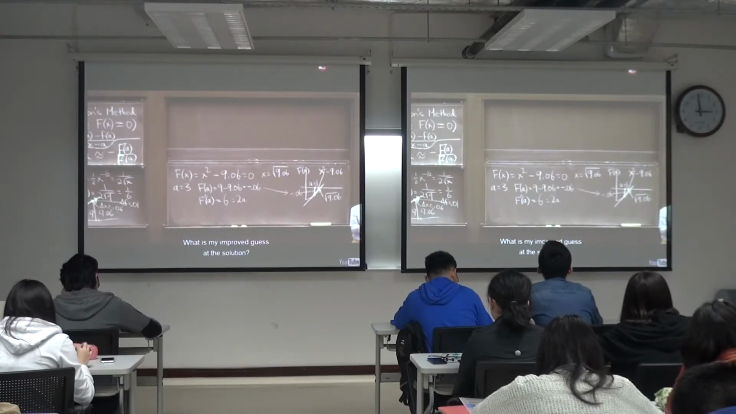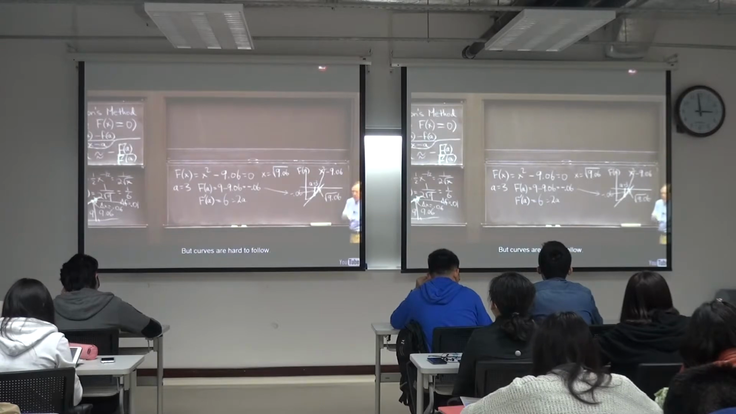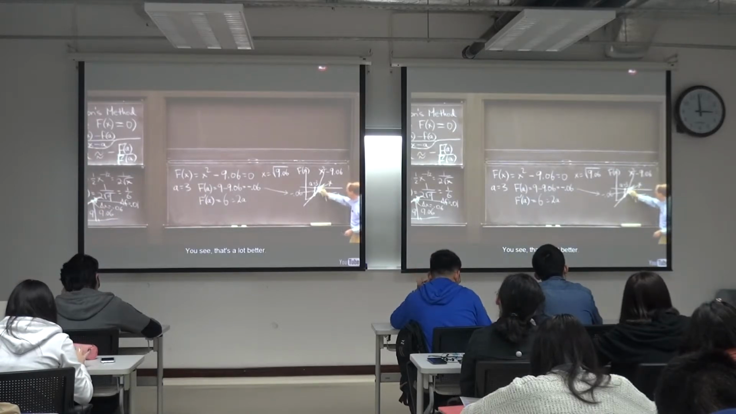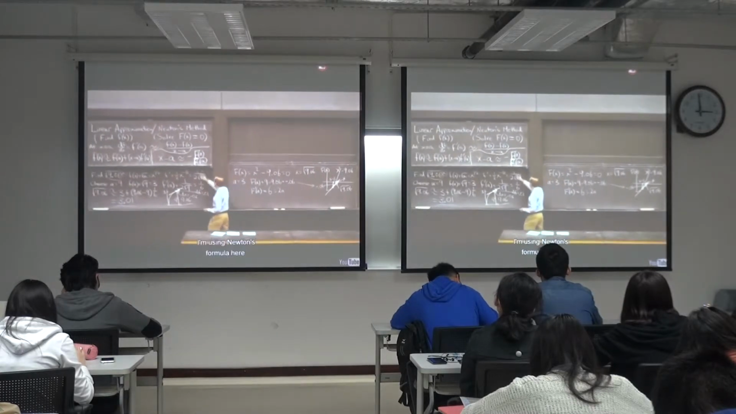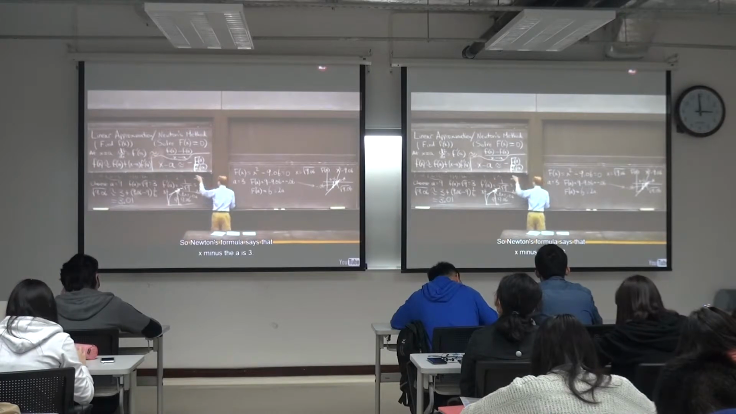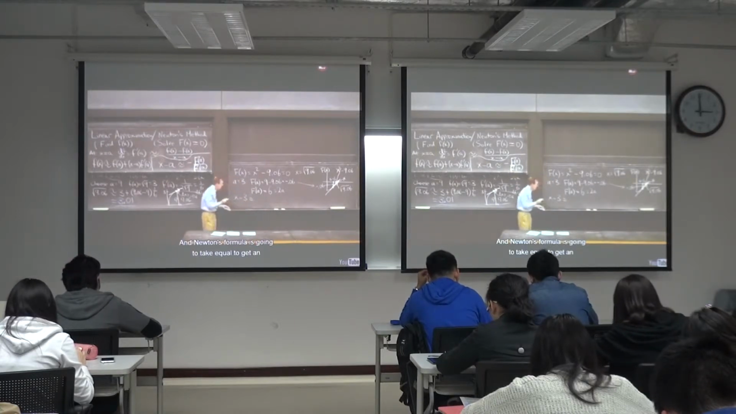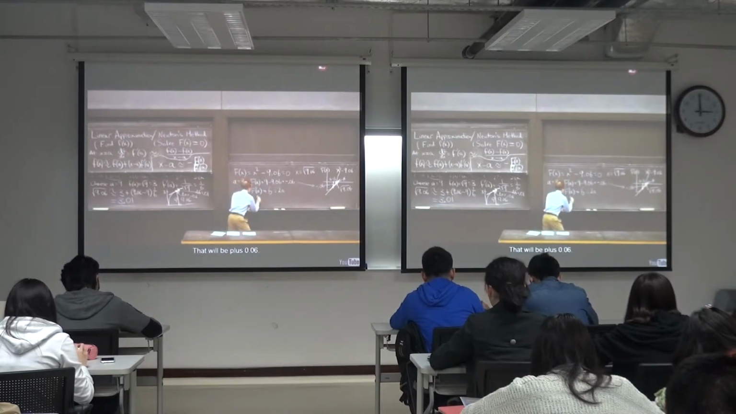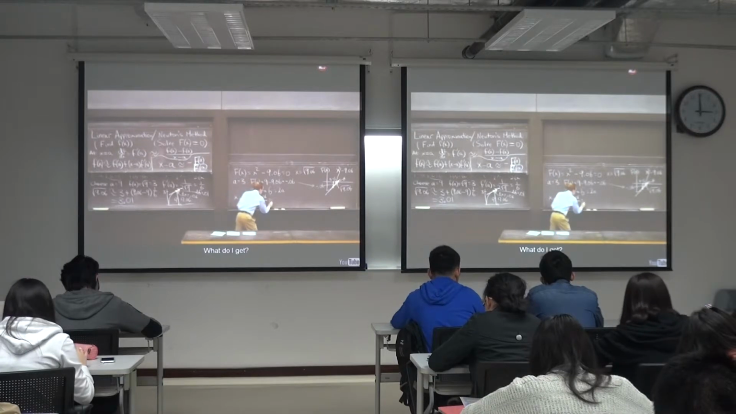And what's the x? What is my improved guess at the solution? I don't follow that curve, because that would be perfect, but curves are hard to follow. I'll follow the straight line, and that's my next x, my better x. You see, that's a lot better. Let me do the numbers here, and you'll see that it's a lot better. What is the x that Newton's method gives us? I'm using Newton's formula here. So Newton's formula says the new x equals a, which is 3, minus f of a. So what's minus f of a? That'll be plus 0.06, divided by f prime of a, the slope, which was 6. What do I get? I get 0.01.